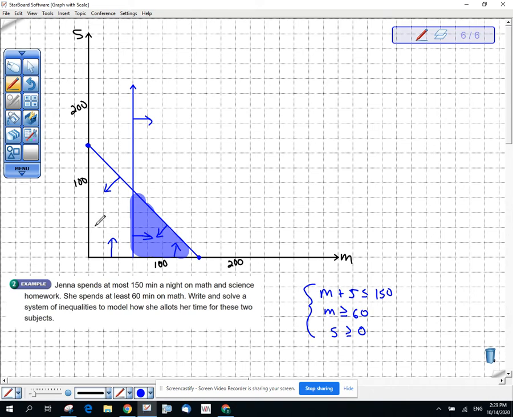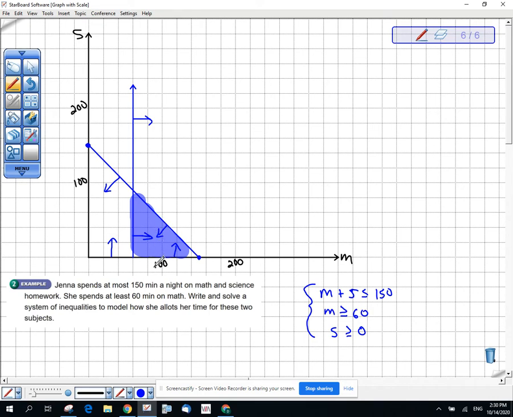Now notice, let me ask a few questions about this. Could she spend 80 minutes on math and 20 minutes on science? Just if you understand the situation, could you spend 80 minutes on math and 20 minutes on science? Yes, because that's more than 60 in math, and that's less than 150 total. So yes, she could spend that much time. And notice that 80-20 is in here. Okay? Could she spend 90-40? Yes, she could, because 90-40 is in here.